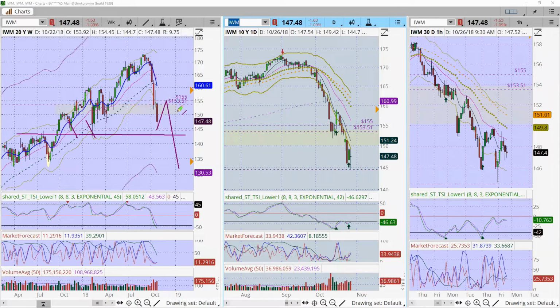But I would be looking for one of two moves: capitulation down into the 142 or even below 140 with a move up. That'd be a continuation capitulation, or a move back up, which would be a potential failed rally attempt, and then a move back down. So that's basically what I have for this week.